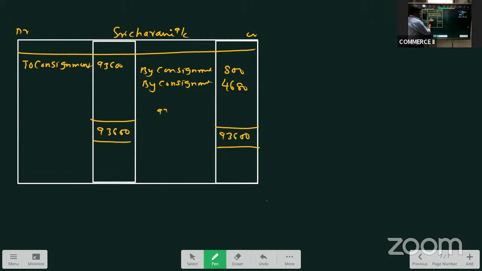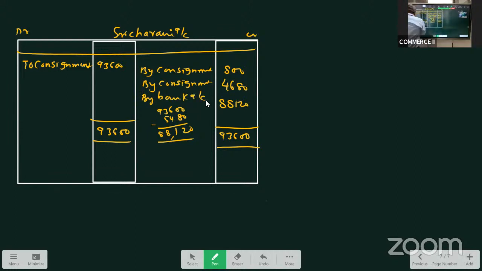So 93,600 minus how much it would be? 5,480, 88,120. This is the final amount the consignee sends to consigner. 88,120 is the final amount sent by Sri Charani, the consignee, to Ragamai, the consigner.